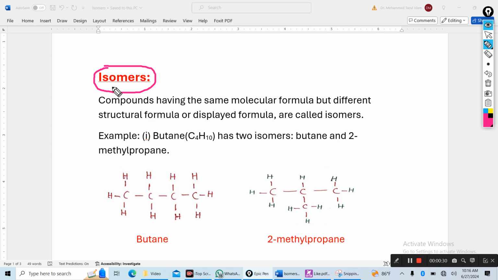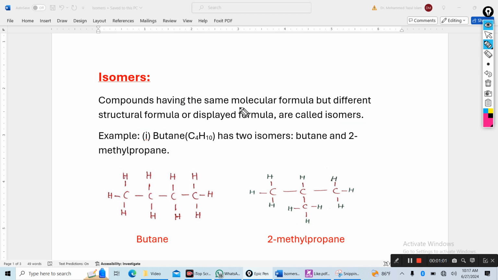First of all, what are isomers? Compounds having the same molecular formula but different structural formula or displayed formula are called isomers. That means if some compounds have the same molecular formula but their structural formulas are different, these compounds are known as isomers.